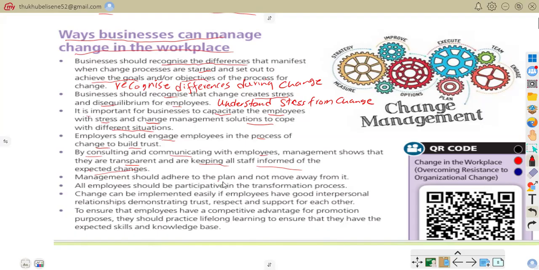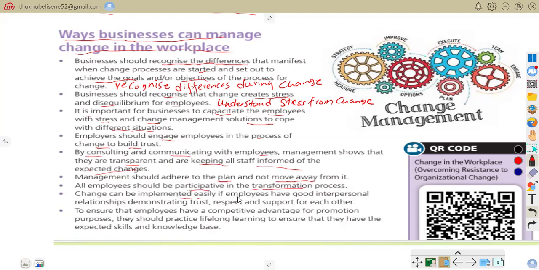Management should adhere to the plan, not move away from it. So stick to the plan as management. All employees should participate in the transformation process. So here we're talking about what? Encouraging of participation.